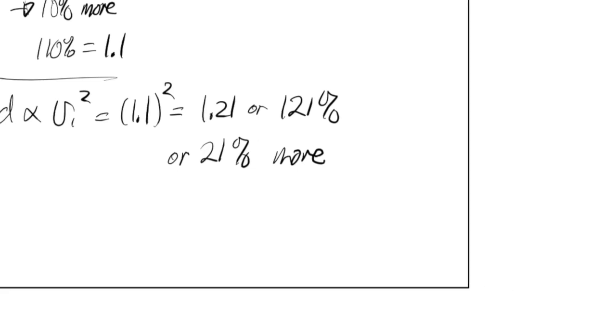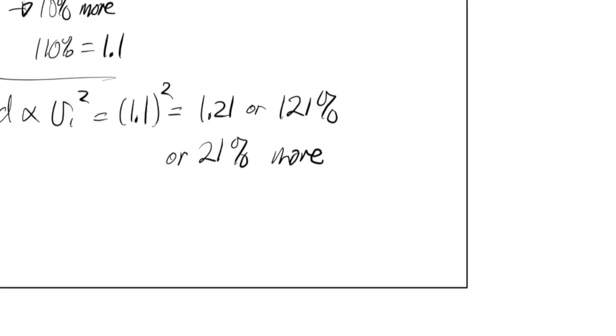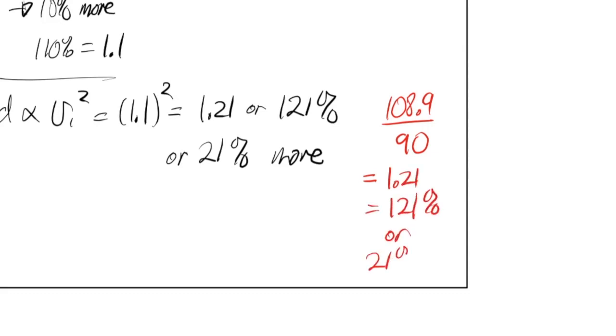So let's see if we see this 21% more. Let's take our example. In our example, the new stopping distance was 108.9 and the original was 90. Well, if you take 108.9 and divide by 90, you get 1.21, which works out to 121%, or 21% more. So if you express your speed change as a percentage or decimal, you can figure out what effect that's going to have on the stopping distance.